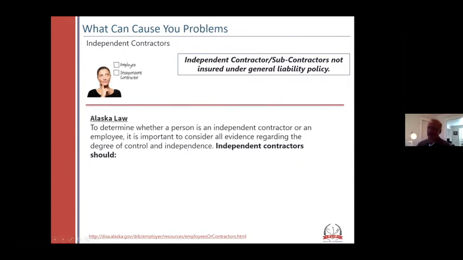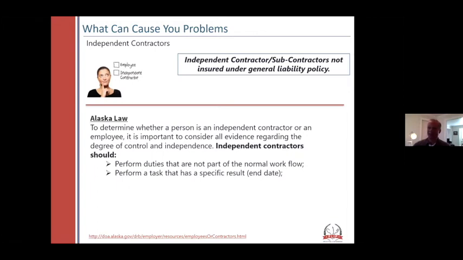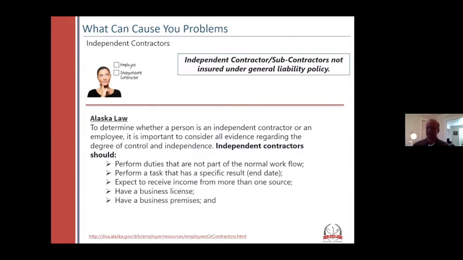And I pulled up some Alaska law, and it says to determine whether a person is an independent contractor or an employee, it is important to consider all the evidence regarding the degree of control and independence. So what it really comes down to is what are you asking the independent contractor to do? Because depending on what you're stating, you may have just turned that independent contractor into an employee. And then there's different employee laws that you may not be following. So independent contractors should perform duties that are not part of the normal workflow. Perform a task that has a specific result or end date. Expect to receive income from more than one source. Have a business license. Have a business premises and provide services to more than one employer.